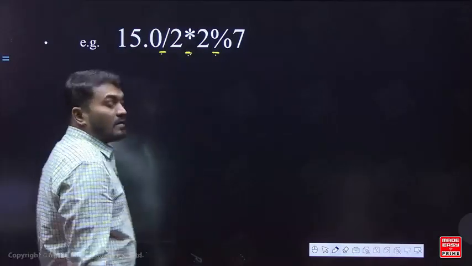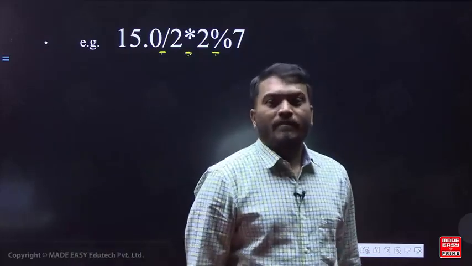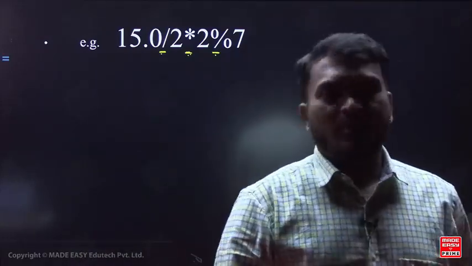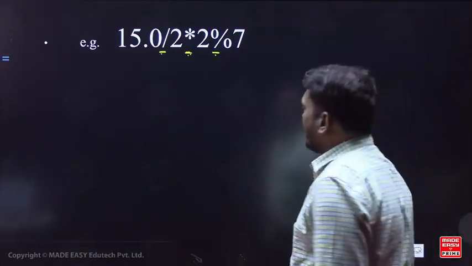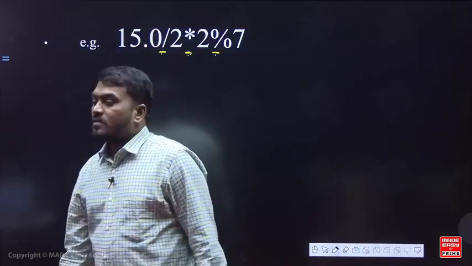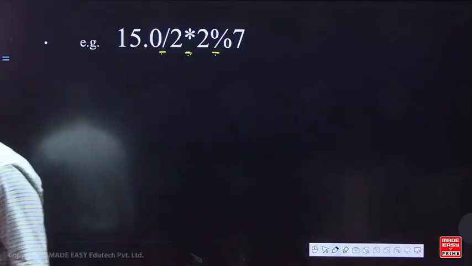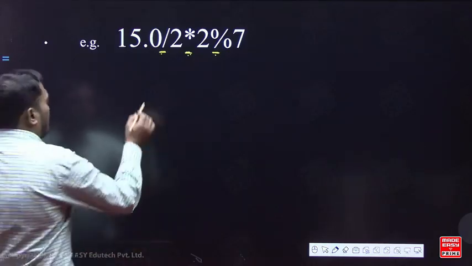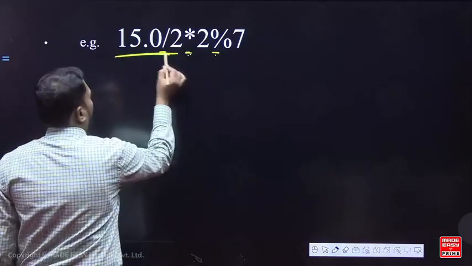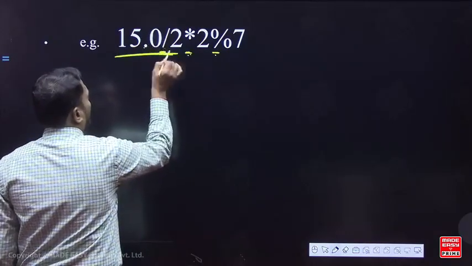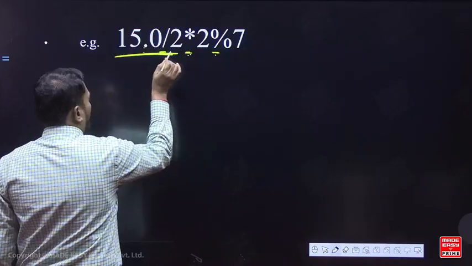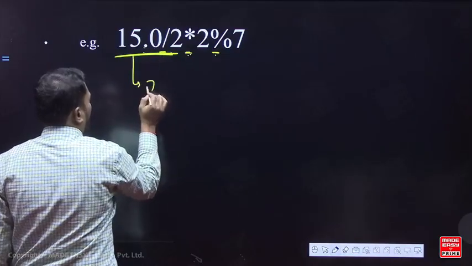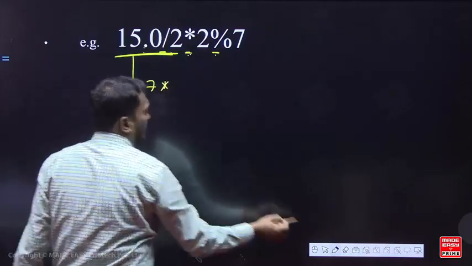All the three are having the same precedence. Associativity is left to right. Yes or no? Associativity left to right. Now tell me. First you do this, 15.0 divided by 2. One is a float, other is integer. Output will be float. So what is the answer of this?